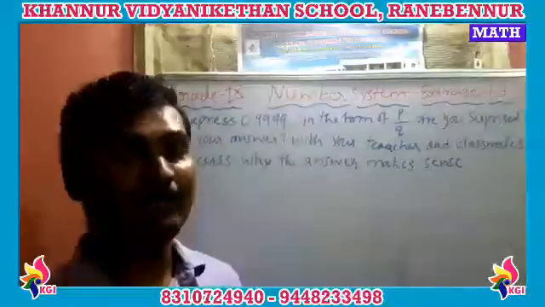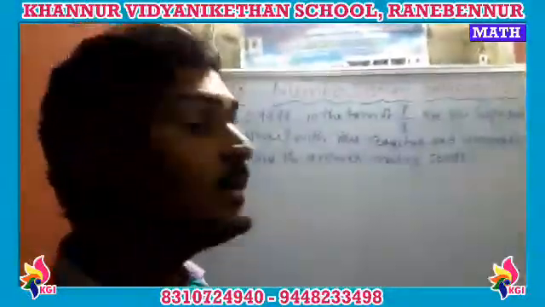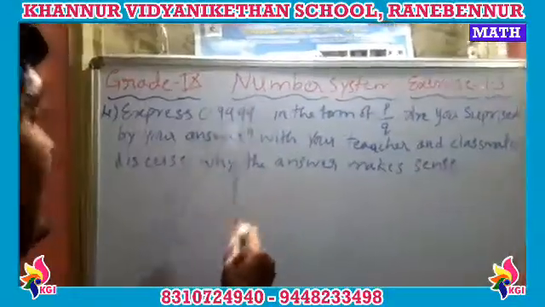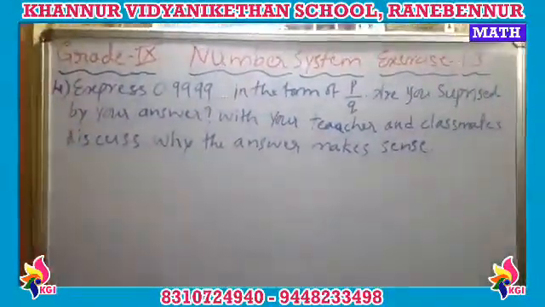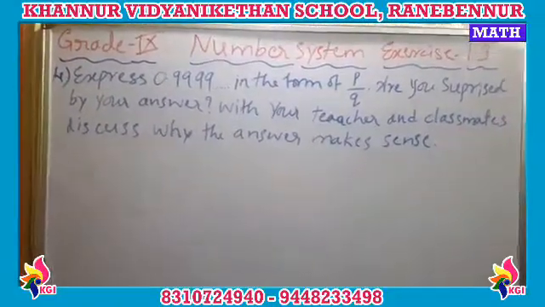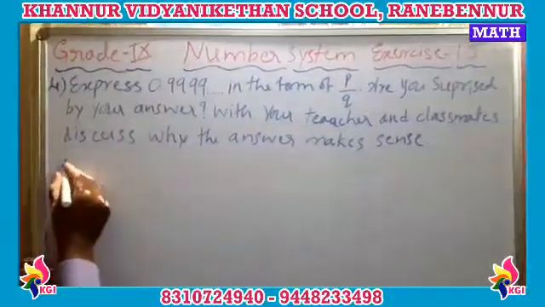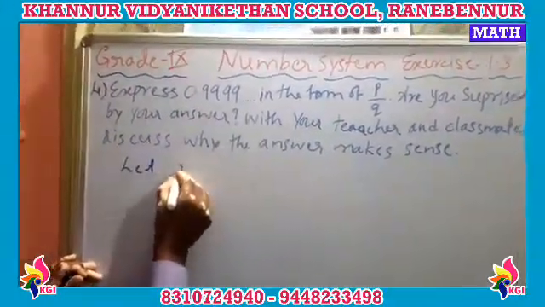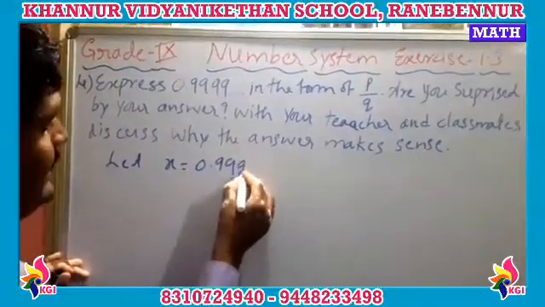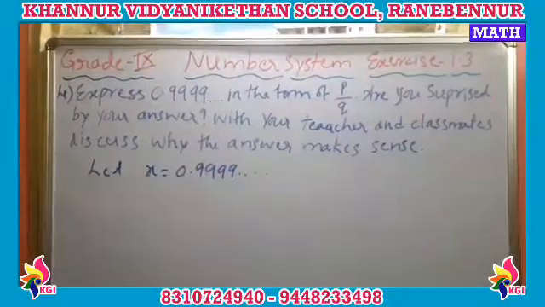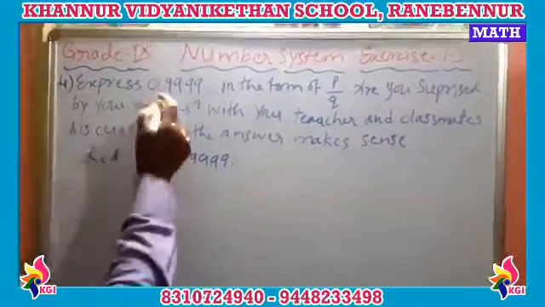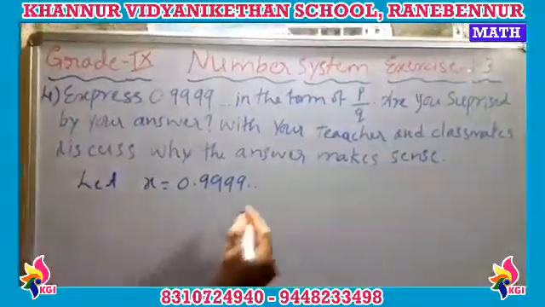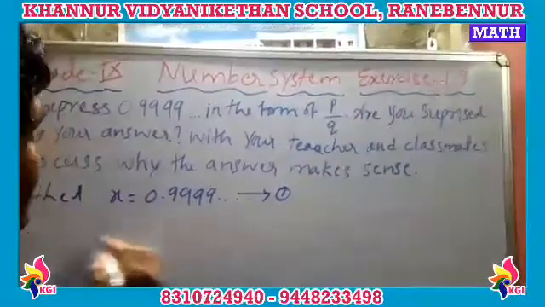So let us go for finding the answer. Definitely you are going to be surprised with the answer here. I know it. Why? Because this 0.99 is going to show something else. So now, as you have done in your last class, we assume 0.9999 as x. Let x be equal to 0.9999 and so on. Here the repeating digit is only 9, right? So we have to multiply this by 10. Before that, we can call this equation number 1.